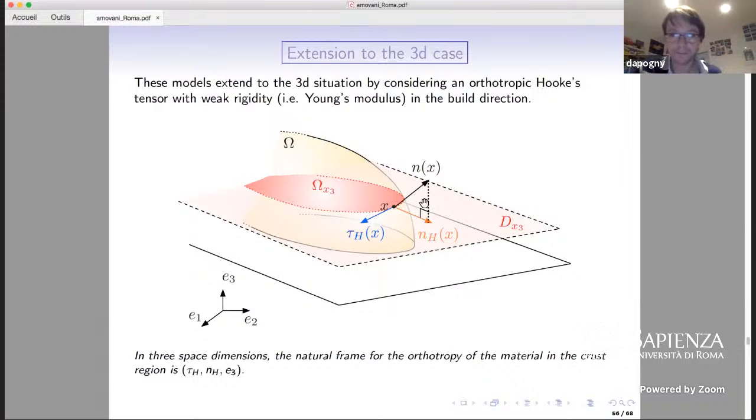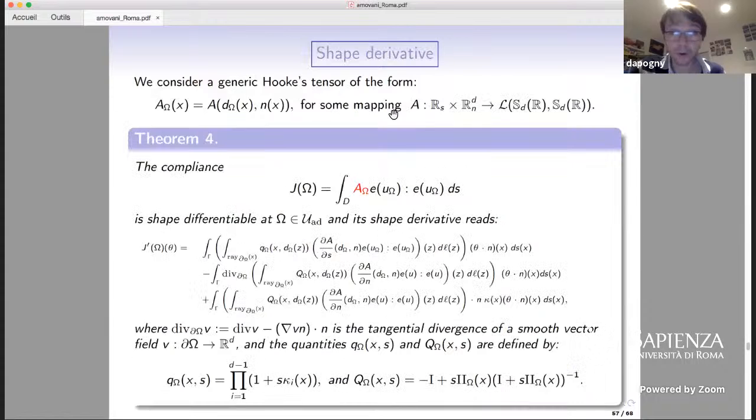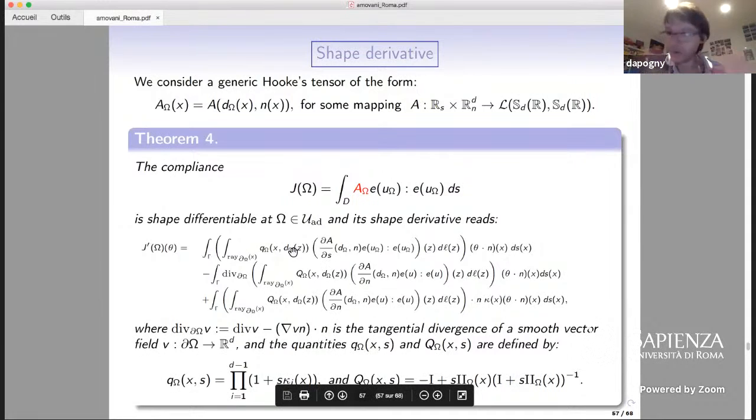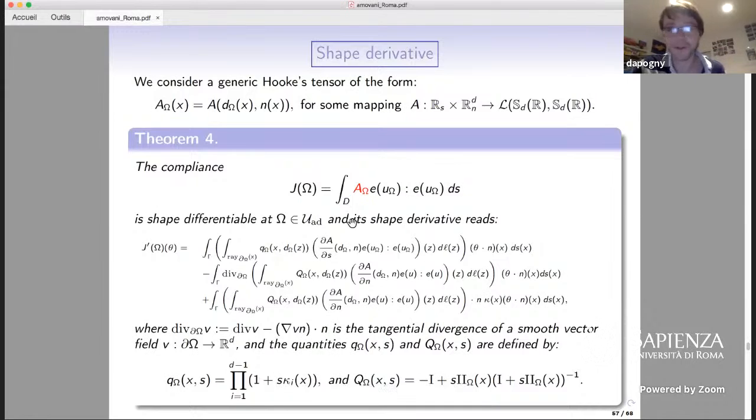So just this horrible slide to try to convince you that the shape derivative of the compliance associated to these new material properties, which depend on the shape, can be differentiated with respect to the shape. So this is the horrible formula that is given here, just to mention that it's possible to calculate this derivative. And you don't want to see the technical details. Nothing complicated, just a lot of calculation.